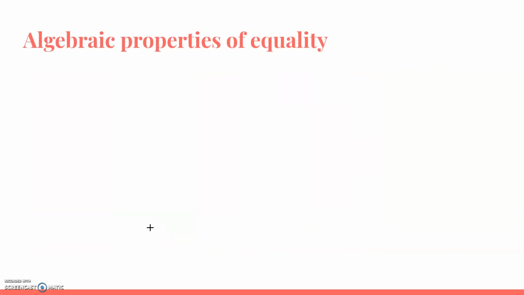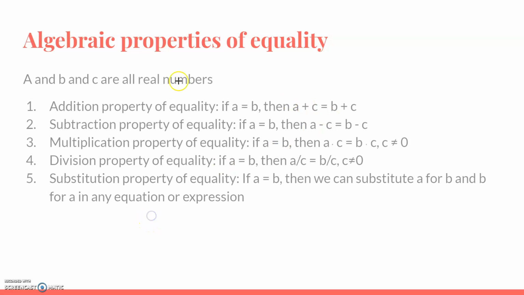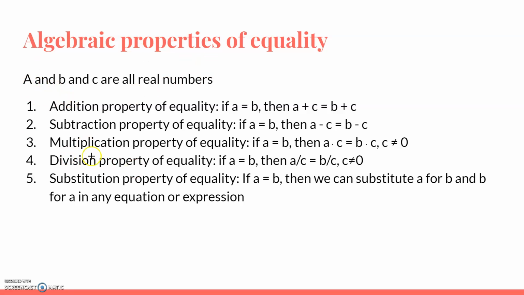Okay, so first, the algebraic properties of equality. You might already know this, but as just a reminder, I'm going to go over this. Before we go into that, let's assume that A, B, and C are all real numbers. So the first one, addition property of equality. If A is equal to B, then A plus C is equal to B plus C. Subtraction property of equality. If A is equal to B, then A minus C is equal to B minus C.